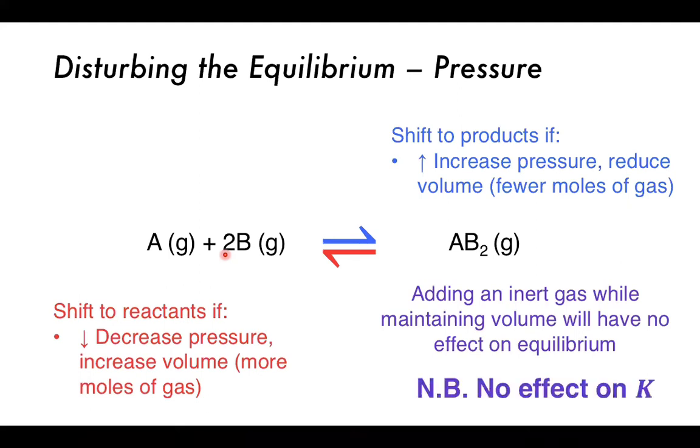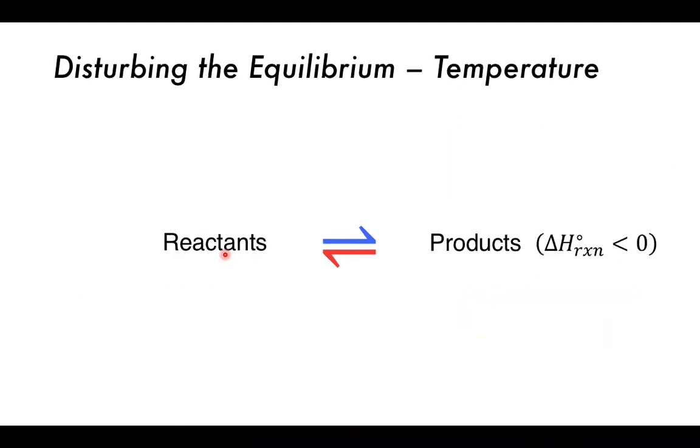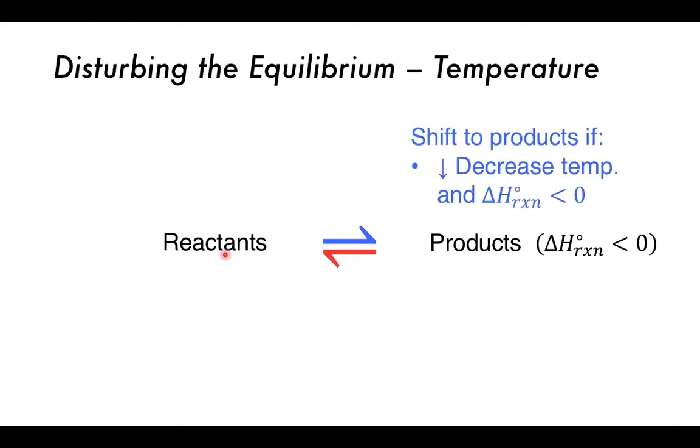And so note that this has no effect on K. So disturbing the equilibrium temperature, this does have an effect on K. This is the only thing which changes K, temperature. So we shift to products if we decrease the temperature, and delta H reaction is going to be less than 0. And this is an exothermic reaction.